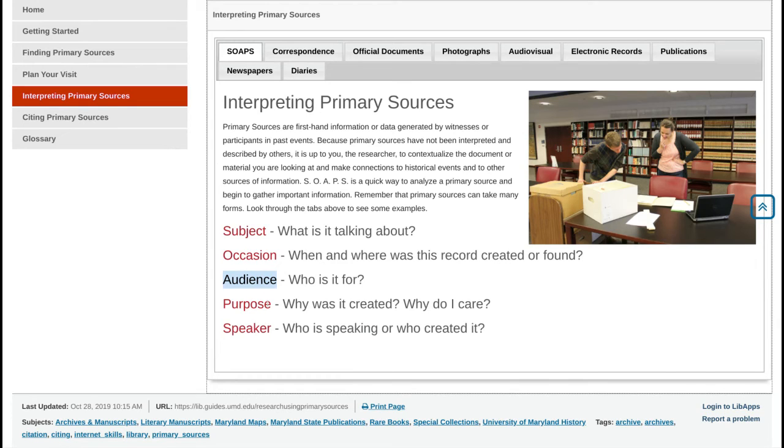Purpose. Why does this document exist and why does it matter? And a lot of things we do, purpose is hugely important. When you're looking at a primary source, it's important that we know why it exists and why it might serve of any importance. Last but not least, we're going to talk about who the speaker is. Who created this document?